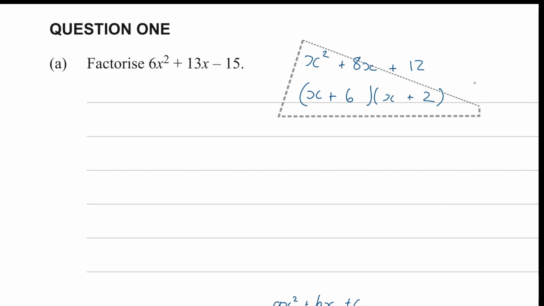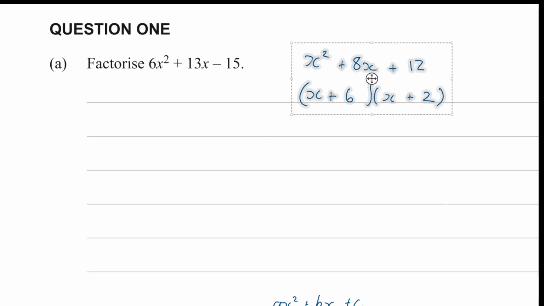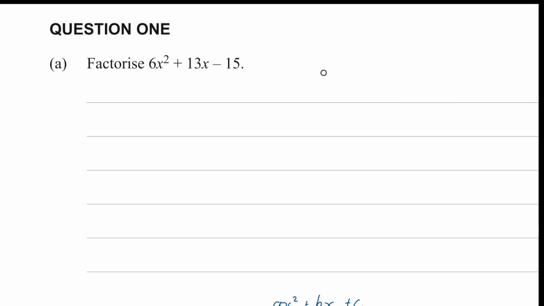However, in this one, the coefficient of x squared is 6, so we need to tackle it a bit differently. So I'll show you two ways. The first way is called factorizing by grouping. And we need to follow a few steps for this one.